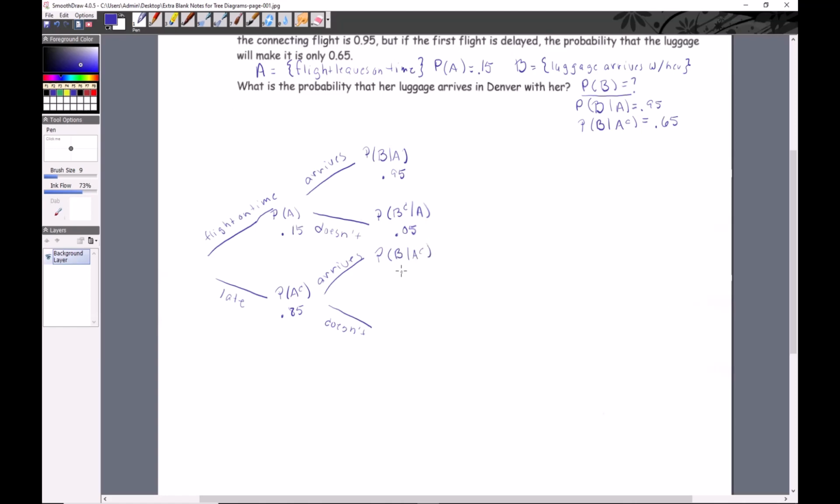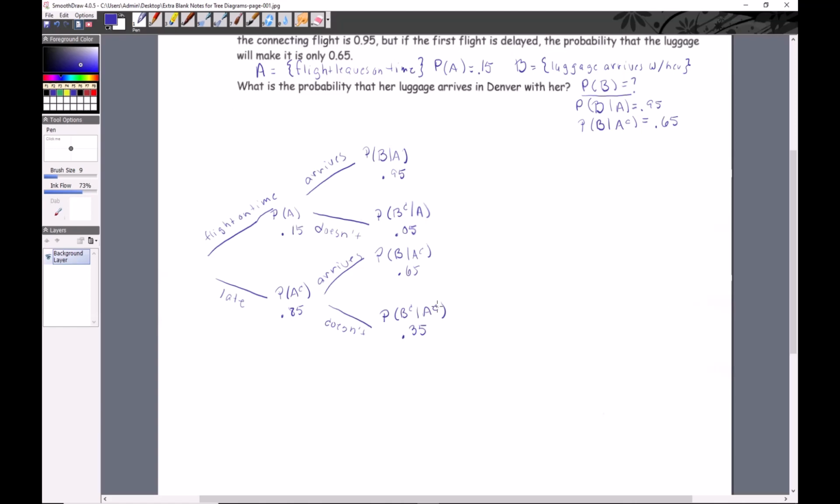And we know that probability, that's 0.65, all right? So then it being late and it doesn't arrive, that's really the only other choice. That's going to be the probability of B complement given A complement. And there's just two ways this can happen. Either the luggage arrives or it doesn't when the flight is late. So this has to add up to 1 also. That's going to be 0.35. Okay. Many people will mistakenly stop here.